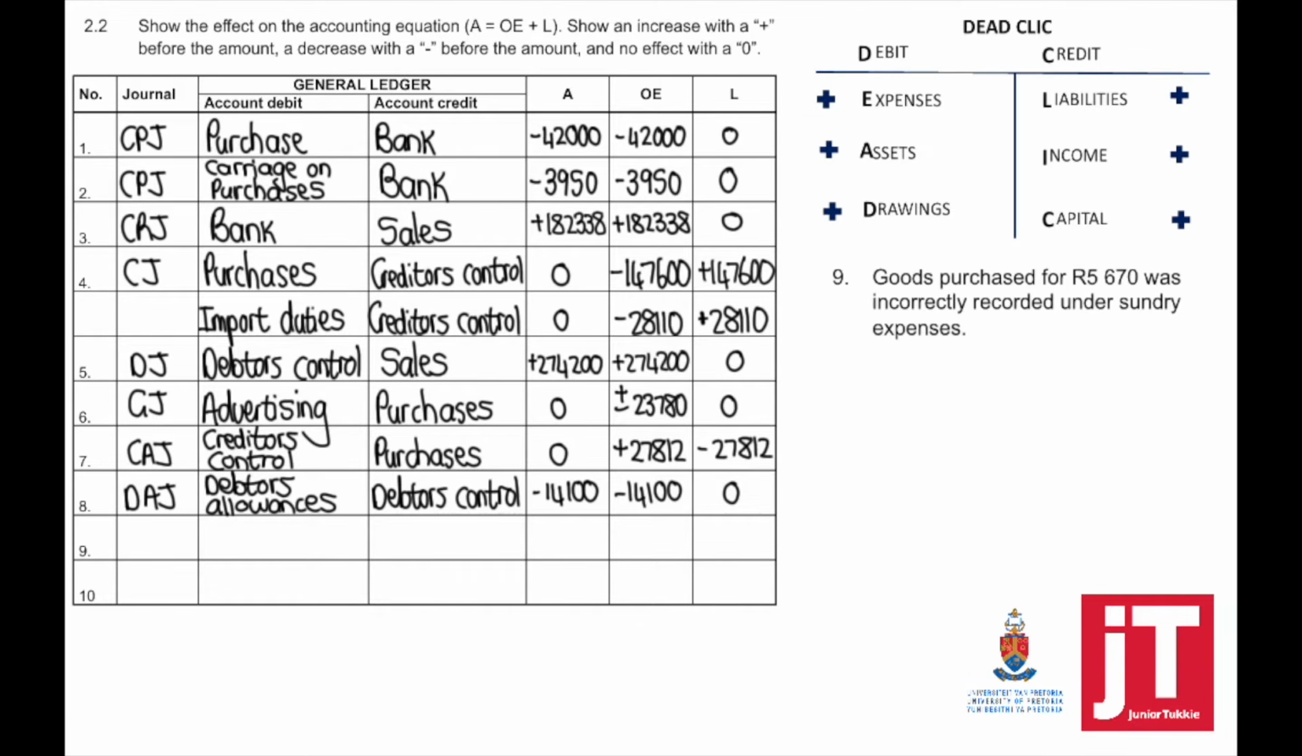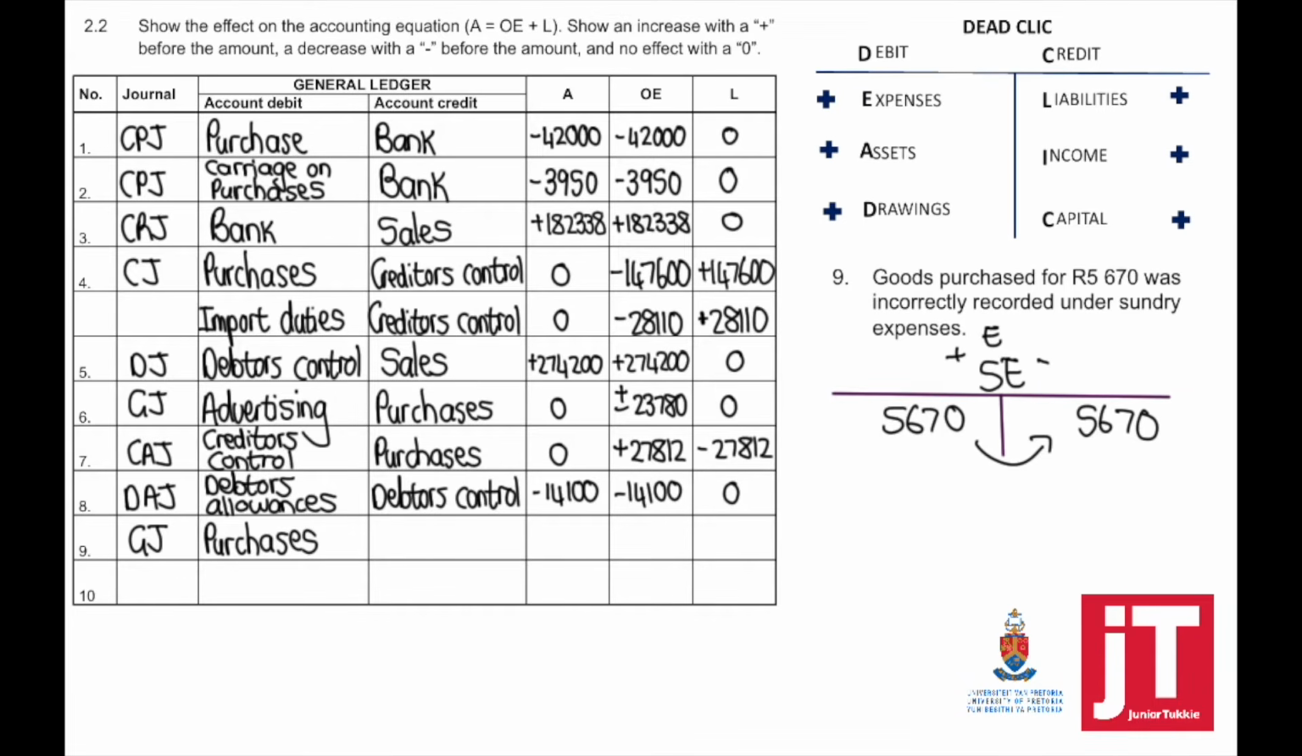Number 9, goods purchased for 5,670 was incorrectly recorded under sundry expenses. So we need to make a correction. All corrections is done in the general journal. So what is happening here? Goods were purchased and was incorrectly shown as sundry expense, which means sundry expense will need to be credited so that the purchase account can be debited.